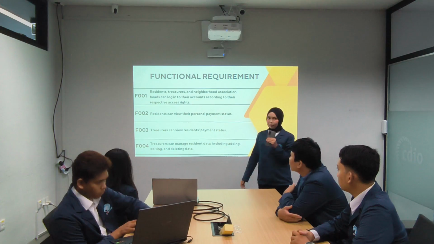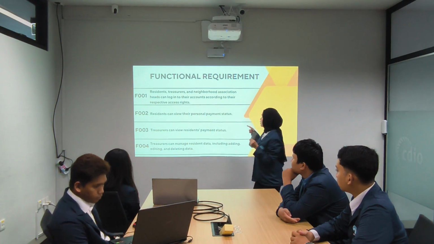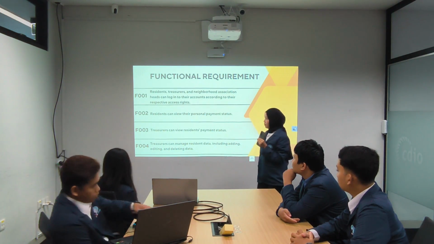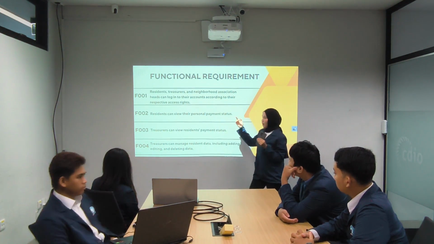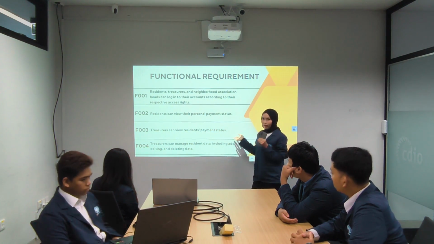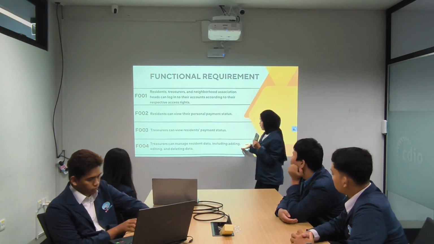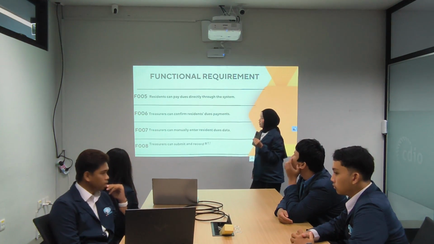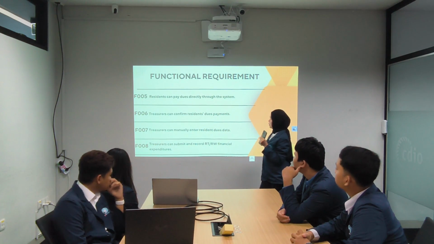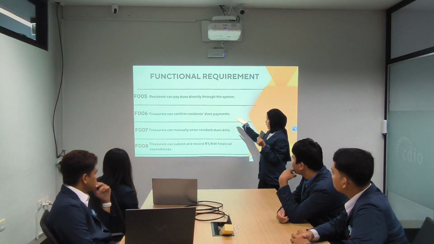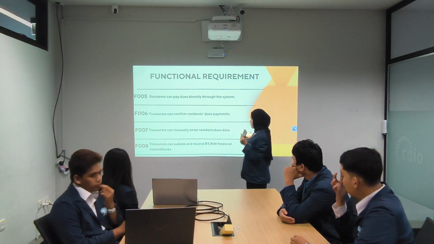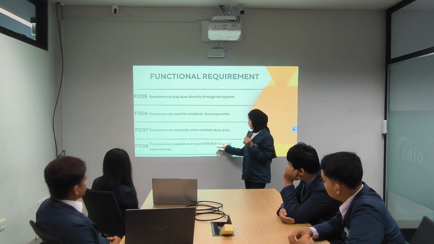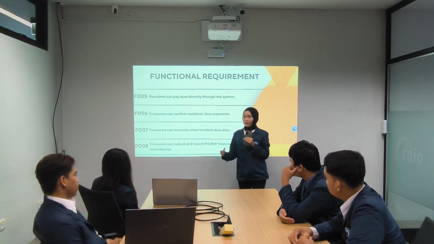Next, functional requirements. F001. Resident, treasurer, and neighborhood association can log into their accounts according to their respective access rights. F002. Resident can view their personal payment status. F003. Treasurer can view resident payment status. F004. Treasurer can manage resident data: uploading, editing, and deleting data. Next, F005, resident can pay directly from the system. F006, treasurer can confirm resident payment. F007, treasurer can manually enter resident payment data. And F008, treasurer can submit and report neighborhood unit community financial expenditure.